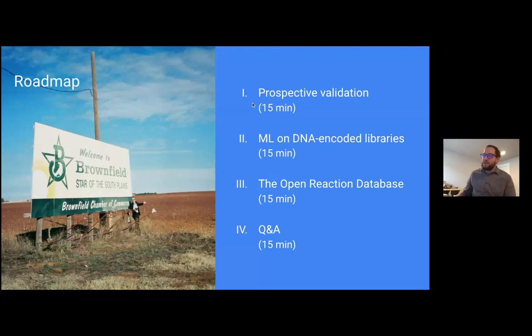So first, we're going to spend some time talking about prospective validation. This is based on an article I wrote for Trends in Chemistry last summer, where I get to talk about some of the ways that we think about validating our models. Then I'm going to spend some time talking about work that our team has done in collaboration with XChem and Zebi AI on applying machine learning to DNA-encoded libraries for hit finding.